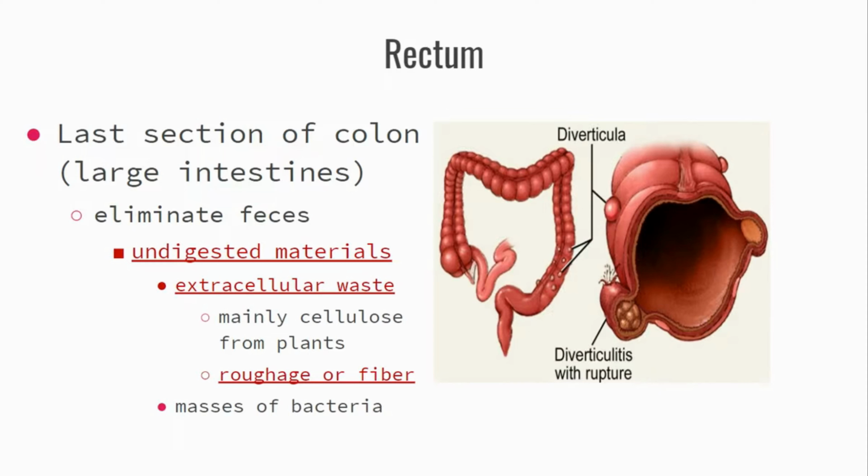Rectum is the last section of colon of the large intestine. It eliminates feces, this undigested material. It is extracellular waste, mainly cellulose from plant or roughage or fiber or masses of bacteria.